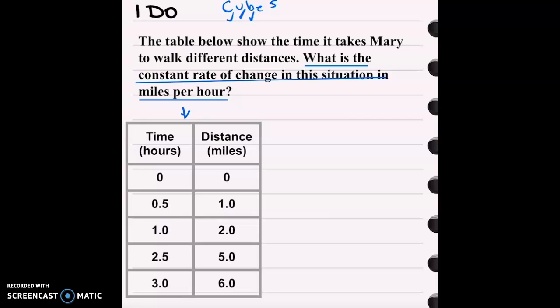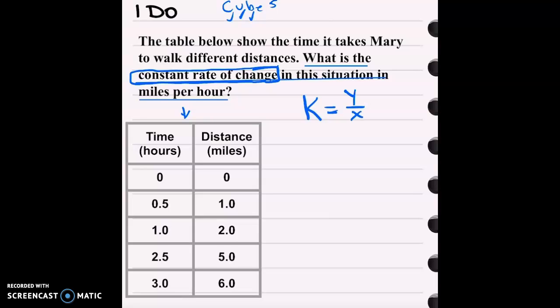Now, the one keyword that we want to make sure we square up is constant rate of change. That's the keyword that I want to make sure that you understand. Now, constant rate of change is represented with the variable k. And we know that k is equal to y divided by x.